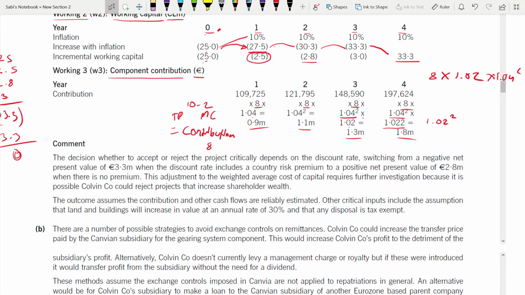So let's read the comments, and this should be your comments. Okay, this is how your comment should be. Just see how they divide a point in paragraph, how they start the sentences, how they end the sentences, the keywords they use in every question. Okay, so the decision whether to accept, this is always the first line in net present value. Decision whether to accept or not.